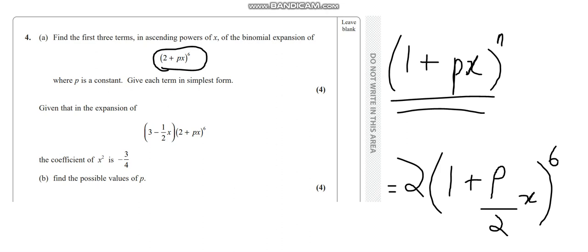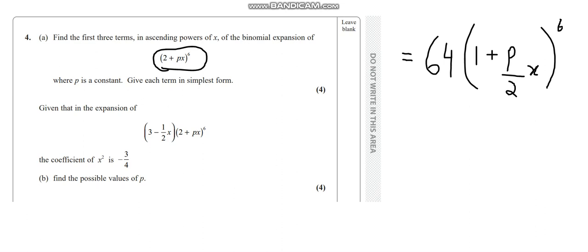Now guys, remember, before expanding this function, we have to take the power n in connection with the factor we have taken out. So 2 will become 2 to the power 6, and we'll continue as it was. Now I'll simplify it. 2 to the power 6 is 64, as written here, and now we can expand this function easily: 1 plus p/2 x, to the power 6.